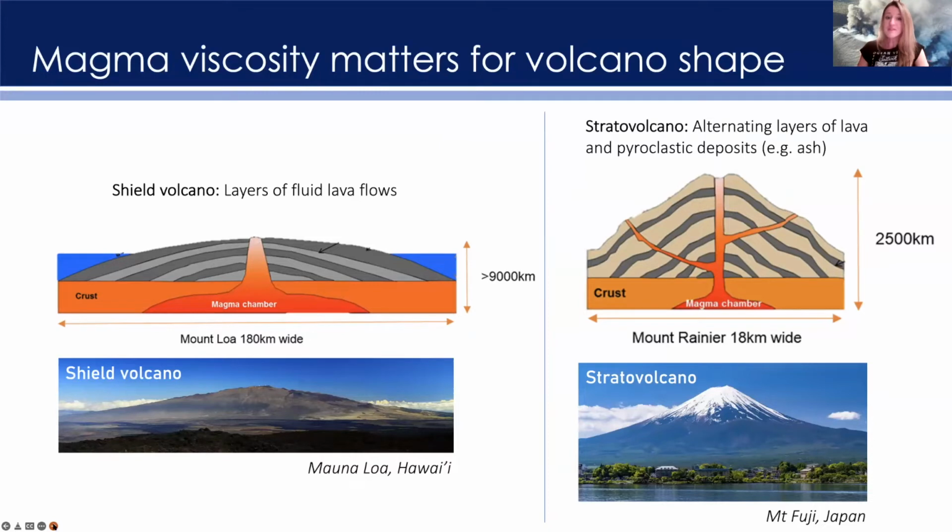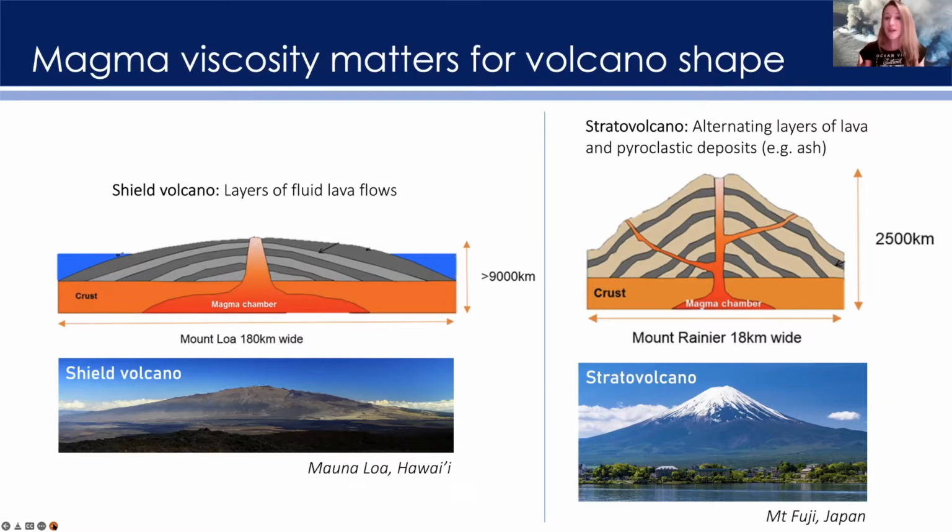All right, next slide, please. The magma viscosity also matters for volcano shape. So you can tell a lot about a volcano's history and what kind of eruptions it has just by looking at it. So I've put two examples here. We've got Mauna Loa in Hawaii, which formed a really low angle shield over around 180 kilometers from one side to the other. It's huge. And then we've got Mount Fuji in Japan, which is a really classic example of what we call a stratovolcano. So your characteristic triangular shaped volcano.